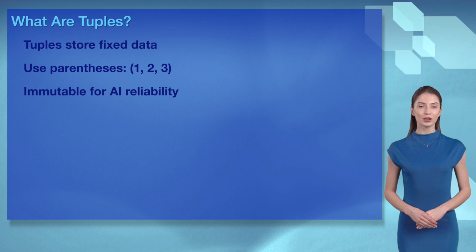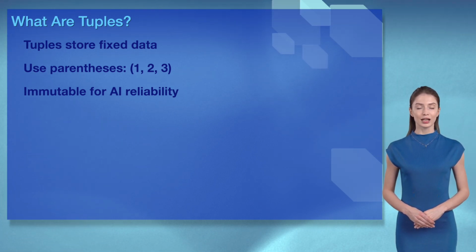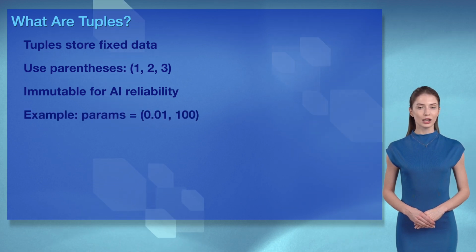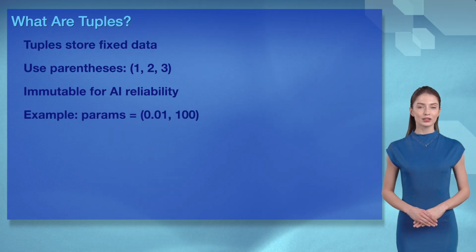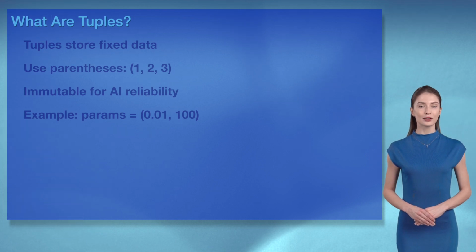Exactly. In AI, tuples store things like a model's learning rate or number of epochs, ensuring they don't accidentally change. Unlike lists, tuples are immutable, meaning they're locked after creation. We'll see how they shine in our demos, wizards. Tuples lock your AI data.